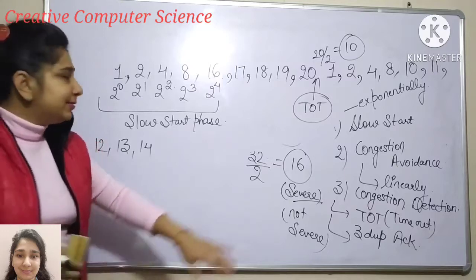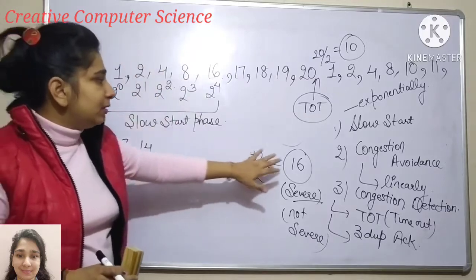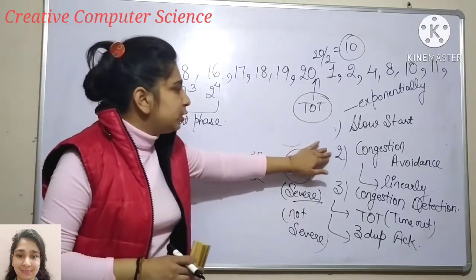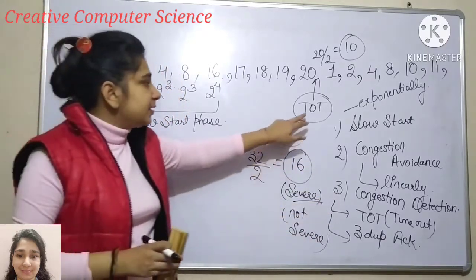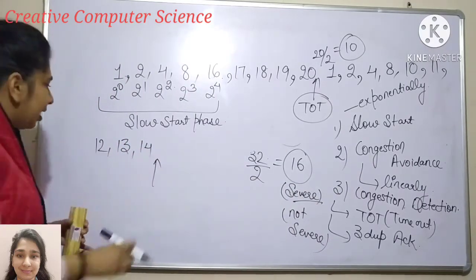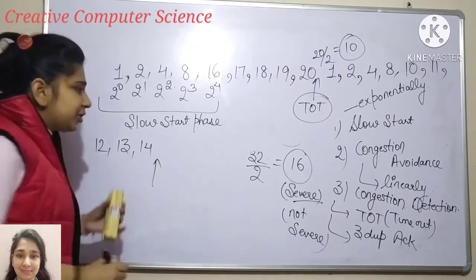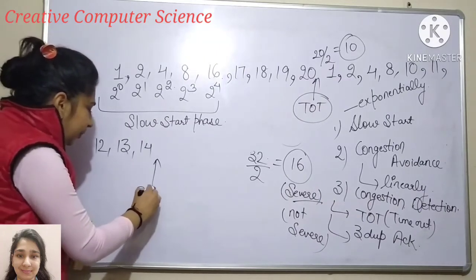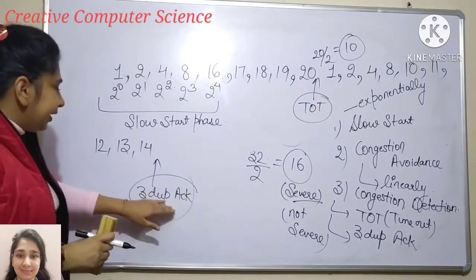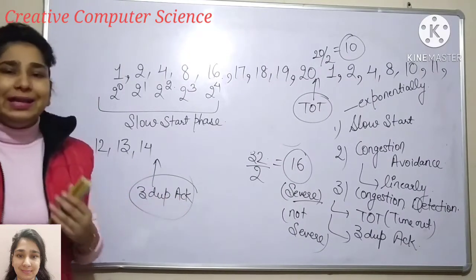So when you get the timeout timer, you will first calculate the threshold value. Then again you go to step 1, moving from the slow start phase, and then toward the congestion avoidance phase. But let's suppose you are not getting acknowledgement back after you send 14 packets. Now the congestion is 3 duplicate acknowledgements. So the congestion is not very critical.